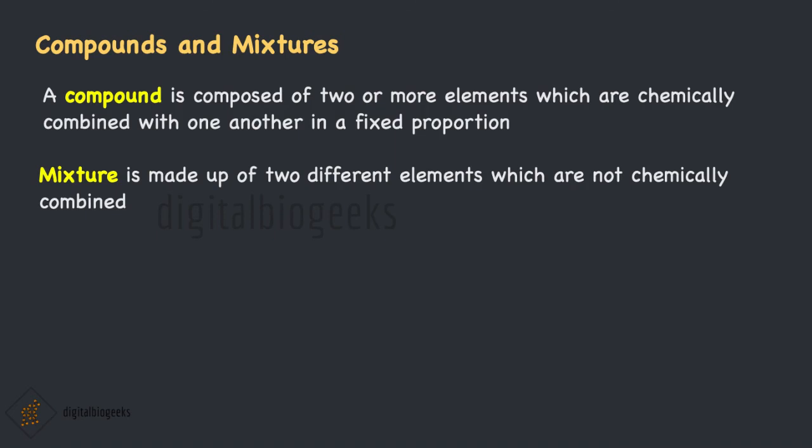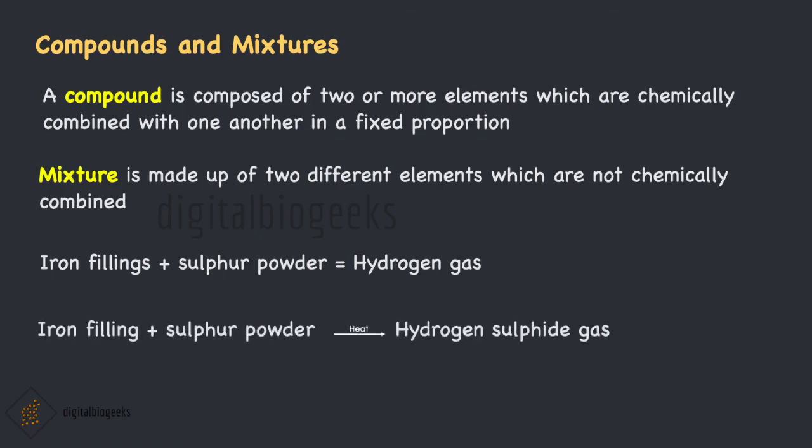When we mix and crush iron filings and sulfur powder, we get hydrogen gas. It is a colorless, odorless gas, and it is combustible. But if we heat iron filings and sulfur powder to red hot, we will get hydrogen sulfide gas. It is a colorless gas but has the smell of rotten eggs. In both the experiments, we used the same elements, but the results were different.